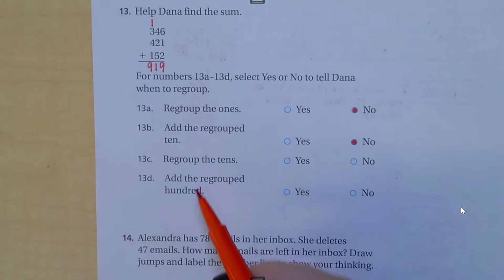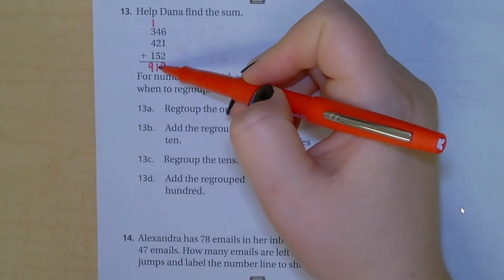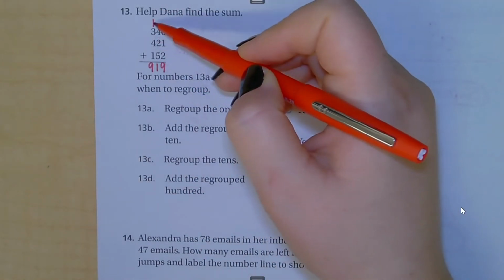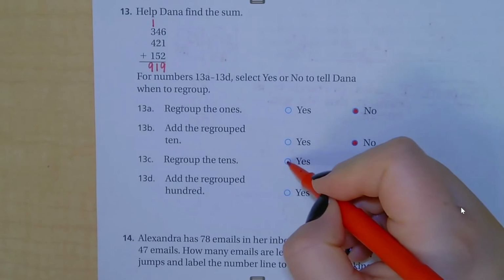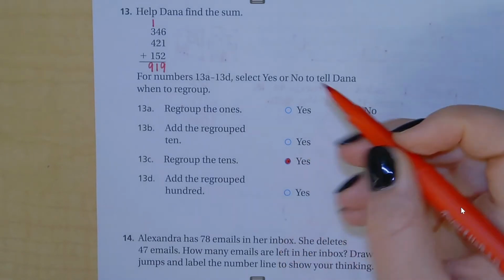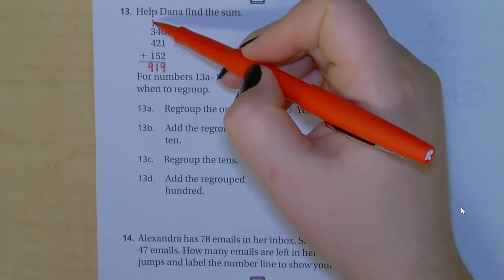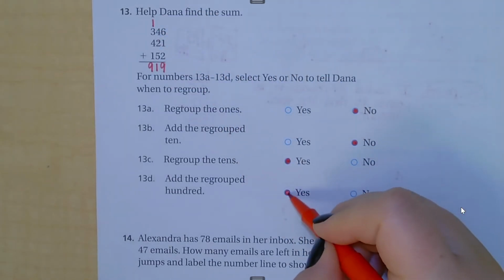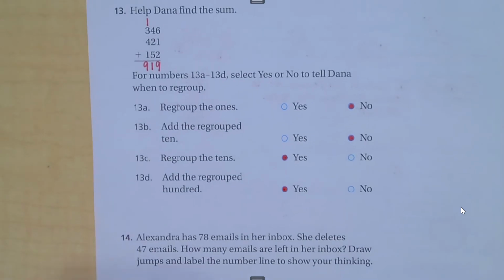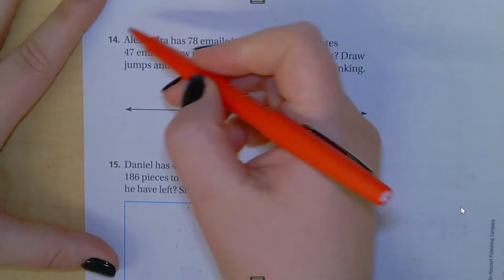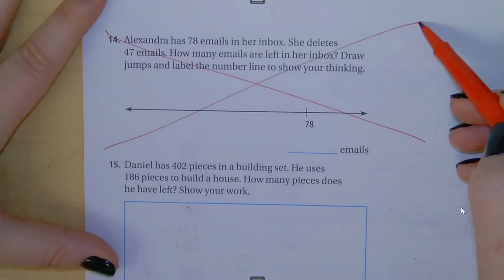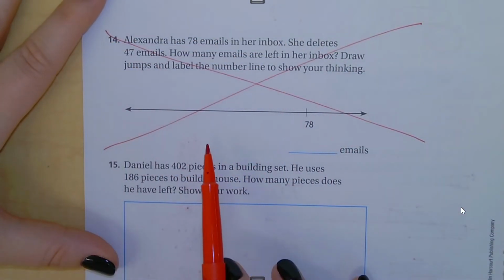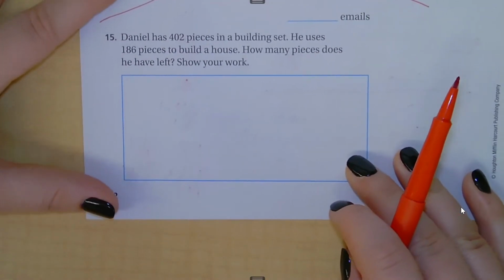Regroup the 10s. That we did do because our 10s answer was a 2-digit number, so we had to regroup it up there. Add the regrouped 100. Yep, we had to do that because now we have an extra number up here in our hundreds place and we had to add it in. Now, in your directions, I instructed you to cross off 14 because we did not do subtracting on a number line. Let's go to 15.